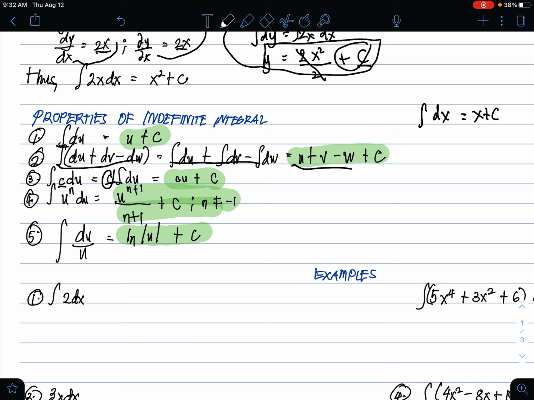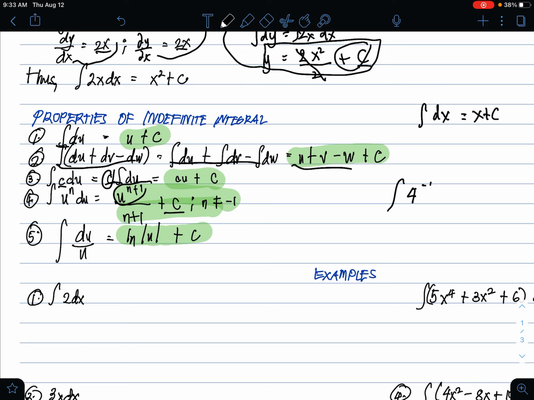Now here is the power rule. So the integral of u raised to n du is equal to u raised to n plus 1 over n plus 1 plus c, in which n should not be equal to negative 1. Why? Negative 1 plus 1 would be raised to 0. Okay? So, if that happens, for example, 4 raised to negative 1.